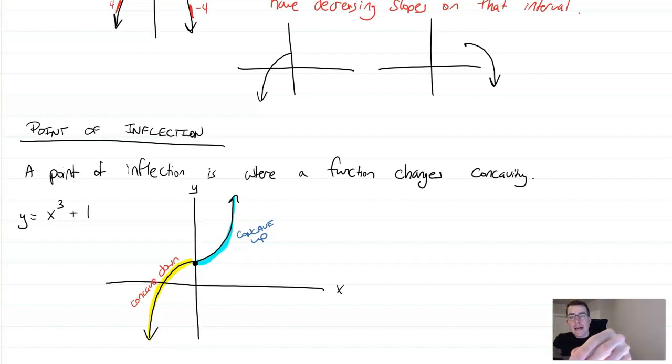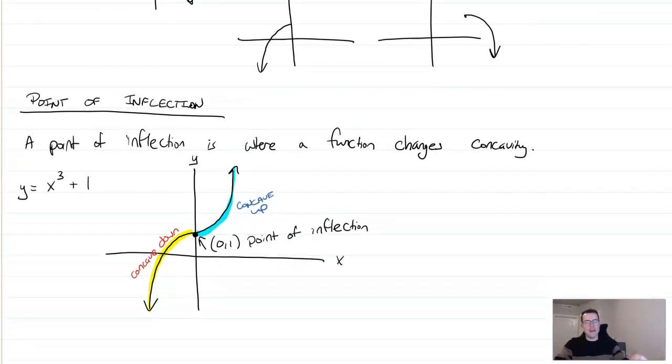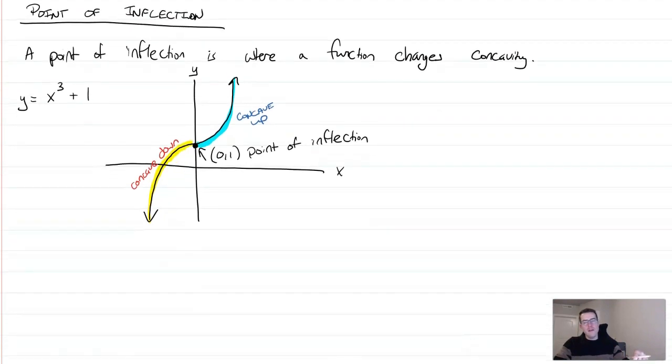So the point where it switches right here, this point, that 0, 1, that is my point of inflection, because it switched from concave down to concave up. So it has to switch from one to the other, either from down to up or from up to down. Okay. And so here's what I want to just note.